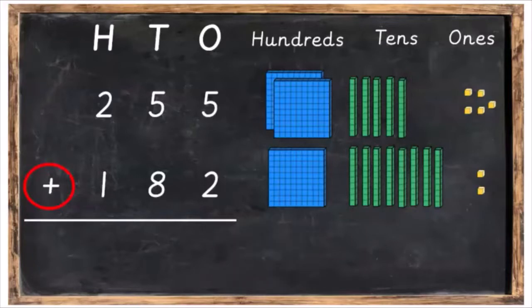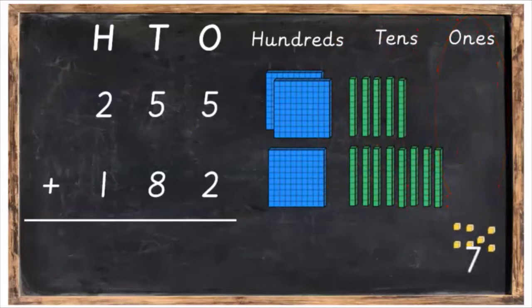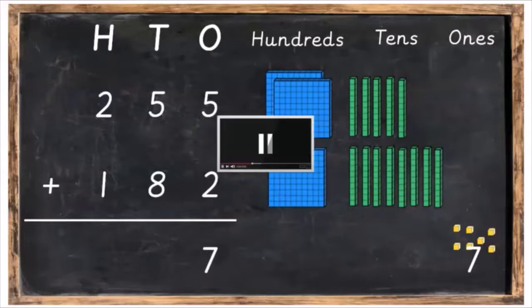Okay, so we're going to start off adding the ones. So we're going to add 5 plus 2. So we're going to go over to our counters and we're going to bring our counters down to the bottom. 5 plus 2 is equal to 7. And then go back over to your sum and write in the number 7 for 7 ones. Press pause and get that much done, and then press play when you're ready.